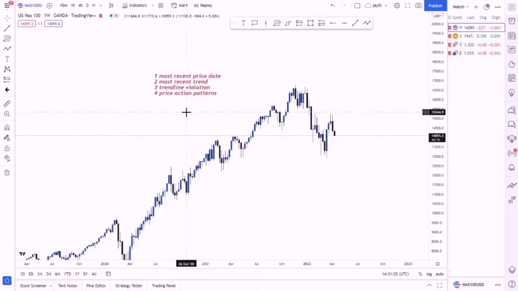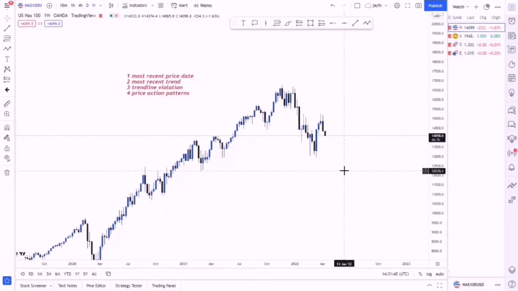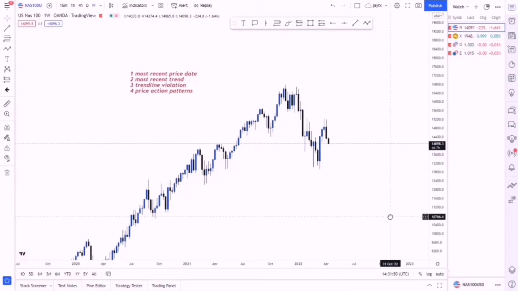Then I look for trend line violation. I'm also going to show you how I trade with this trend line violation and some rules I have for it. Then lastly, I look for price action patterns, and I have time frames that I look for this price action pattern. So without waste of time, let's get into it.